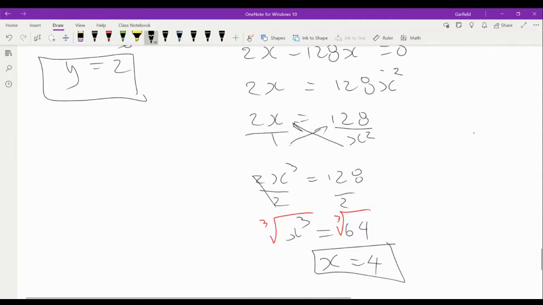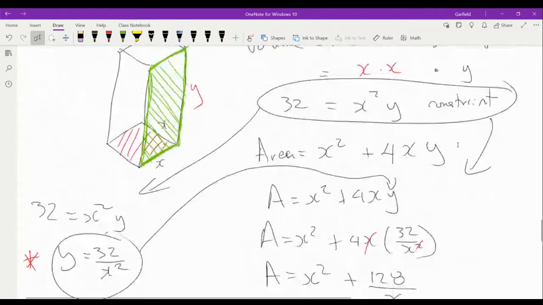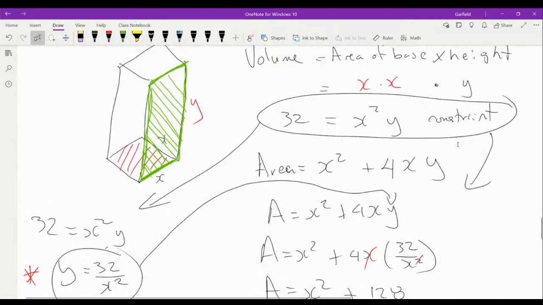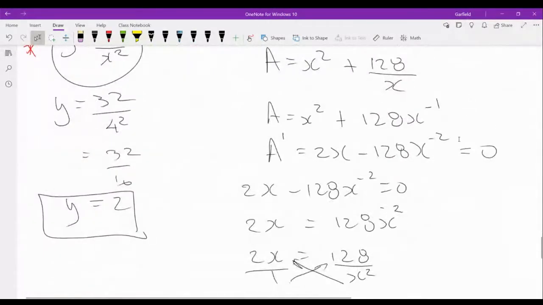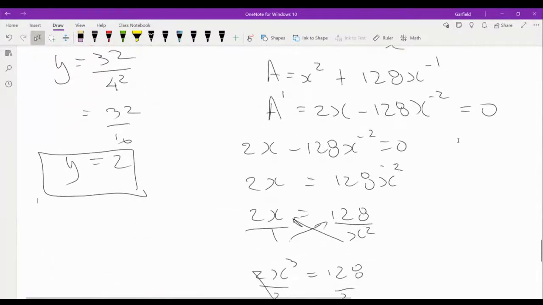The height of the box is a very short box. So my drawing does not do this justice. My drawing is on the high side. This looks more like a shoebox kind of thing, very low.